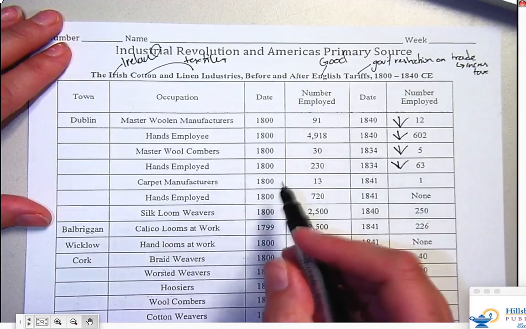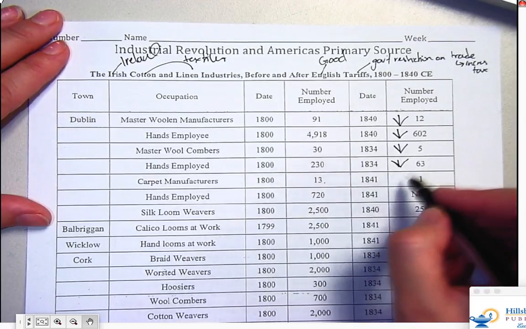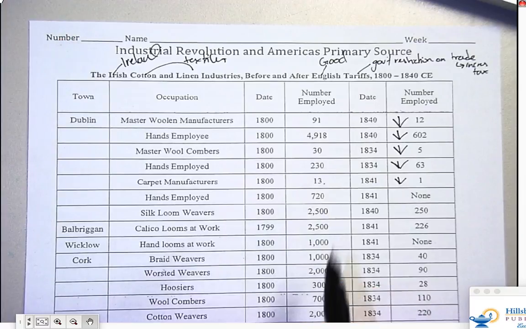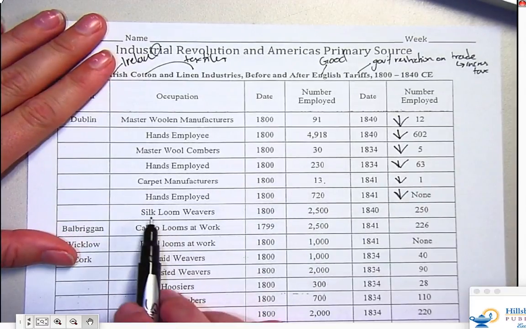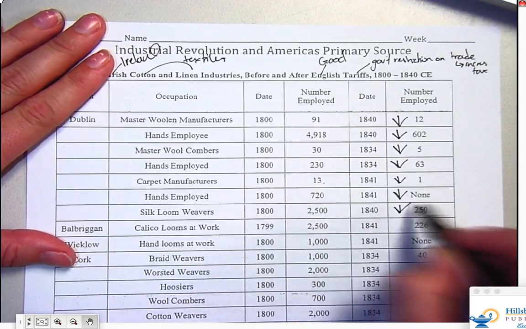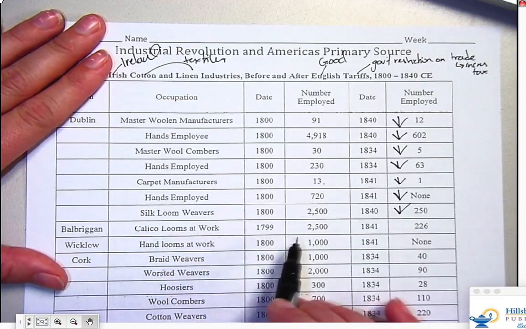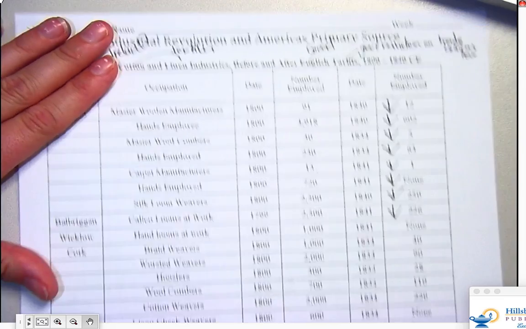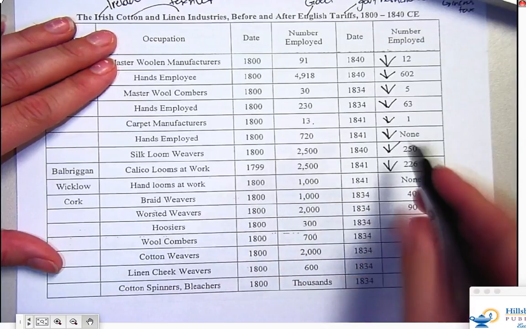Increase, decrease? Carpet manufacturers, 1800, 13, 1841, 1. Increase, decrease? Hands employed, 1800, 720, 1841, none. Increase, decrease. Silk loom weavers, 1800, 2500, 1840, 250. Increase, decrease. Calico looms at work, 1799, 2500, 1841, 226. Increase, decrease. Hand looms at work, 1800, 1000, 1841, none.